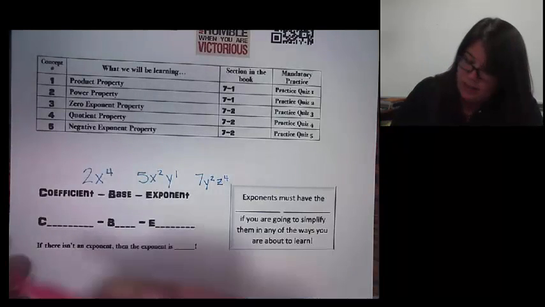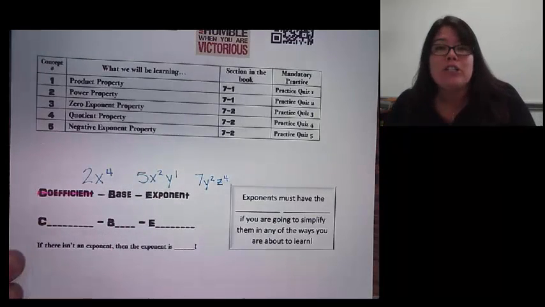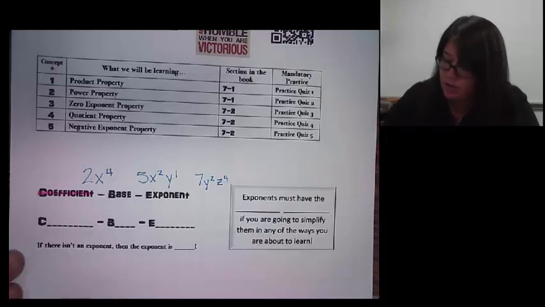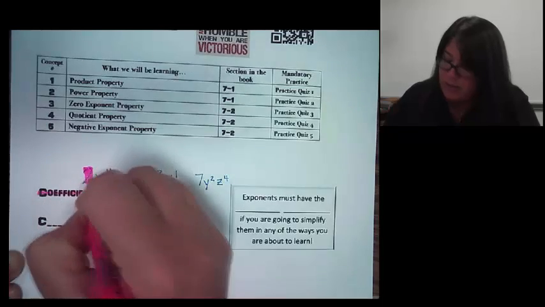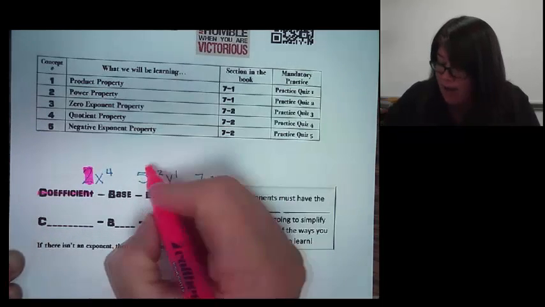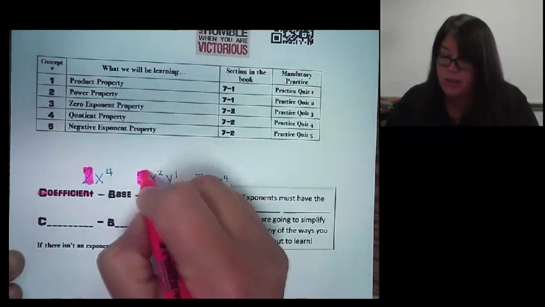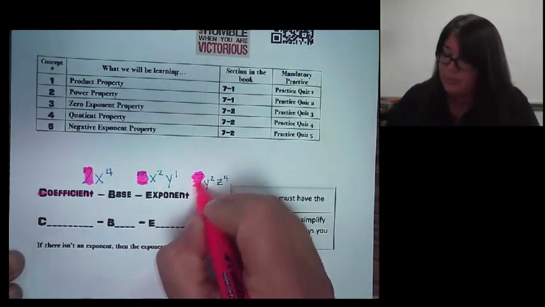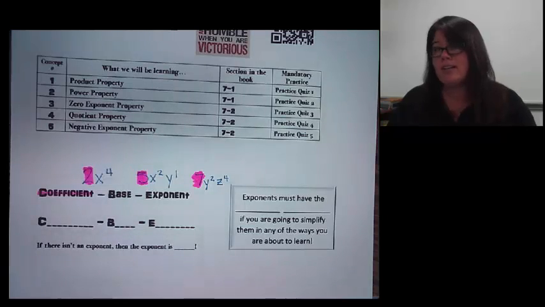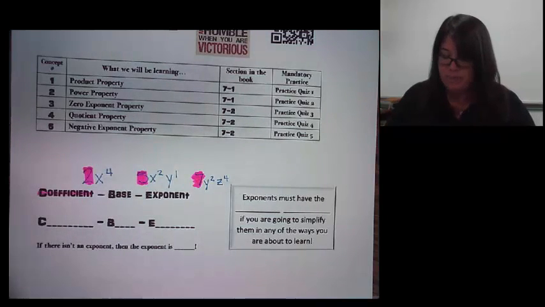Well, let's talk coefficient first. The coefficient is the number that's in the front. So in this first example, it's the 2. In the second example, it's the 5. The number out front, the coefficient. In the third example, it's the 7. Those are our coefficients. It's just the number in front of the expression.